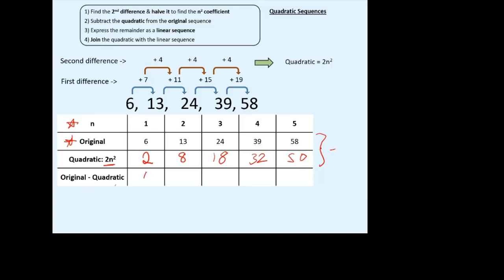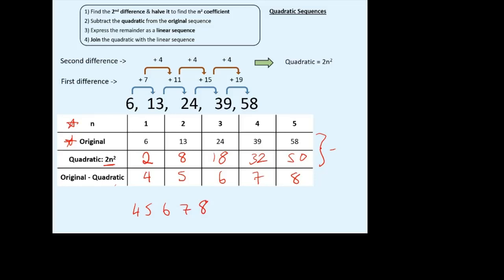6 take 2 is 4. 13 take 8 is 5. 24 take 18 is 6. 39 take 32 is 7. And 58 take 50 is 8. So I now have this new sequence. I'm going to write down here 4, 5, 6, 7, 8. Not a very imaginative sequence, but there it is.